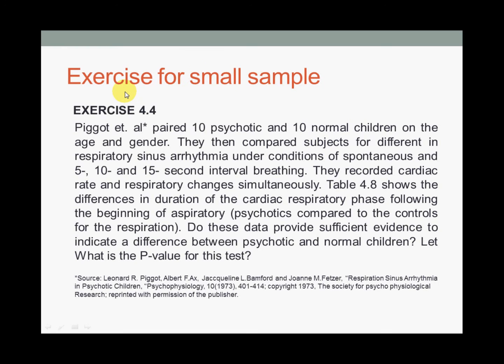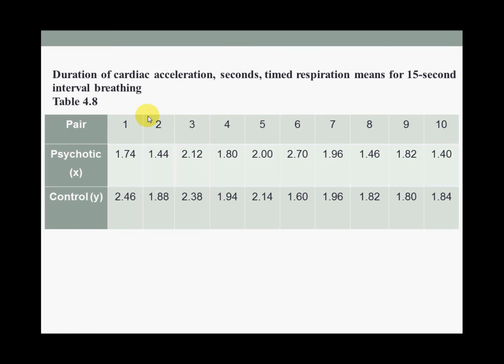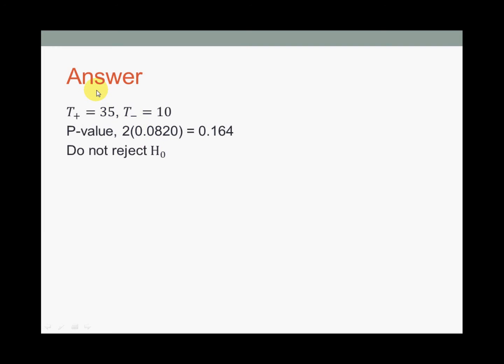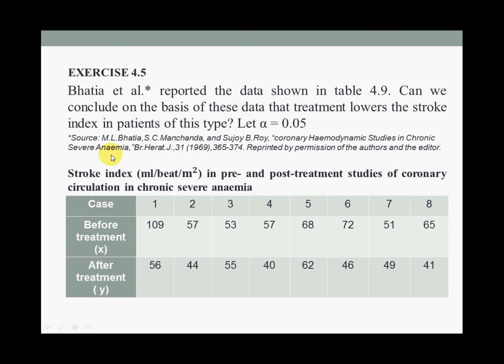Exercise for small sample. Exercise 4.4. This is the given data. The answer is T positive equals 35, T negative equals 10, the p-value equals 2 multiplied by 0.0820 equals 0.164. The decision is do not reject H null.